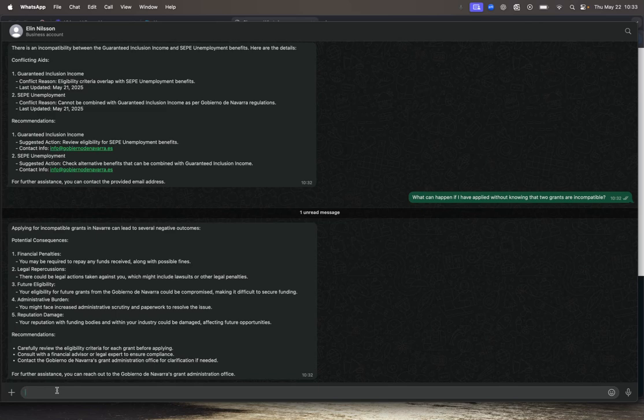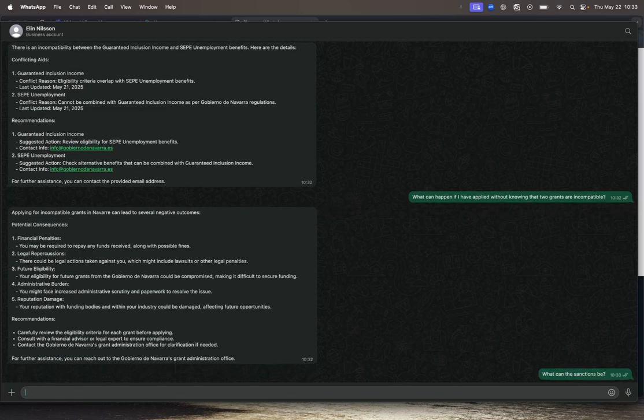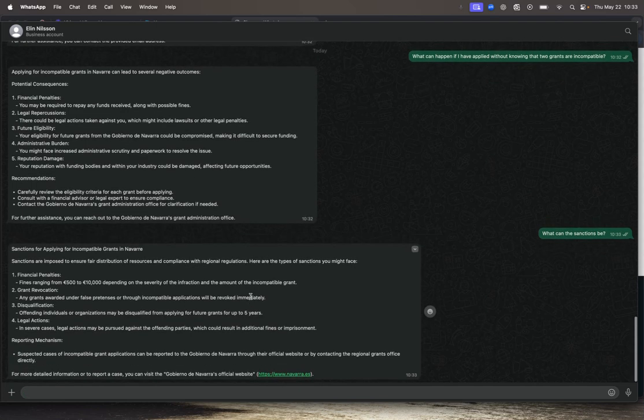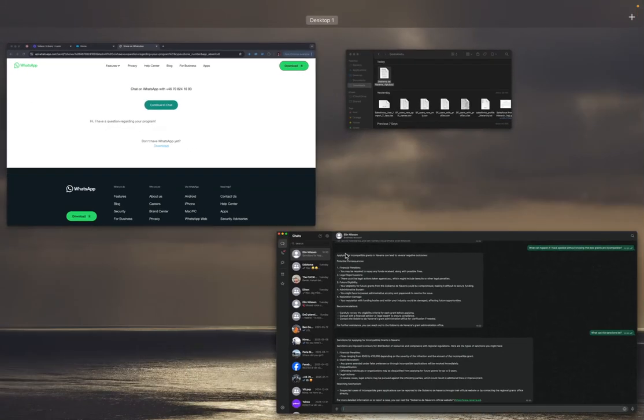Just a little last question here. I'm going to round it off with, what can the sanctions be? If I accidentally do this, what could these sanctions be that it's talking about here? And we already got some information. There could be lawsuits or other legal penalties, but here we can also get more information about the range of these penalties. So I hope this really showed you how quickly and easily Agentforce can help people in need. Thank you.